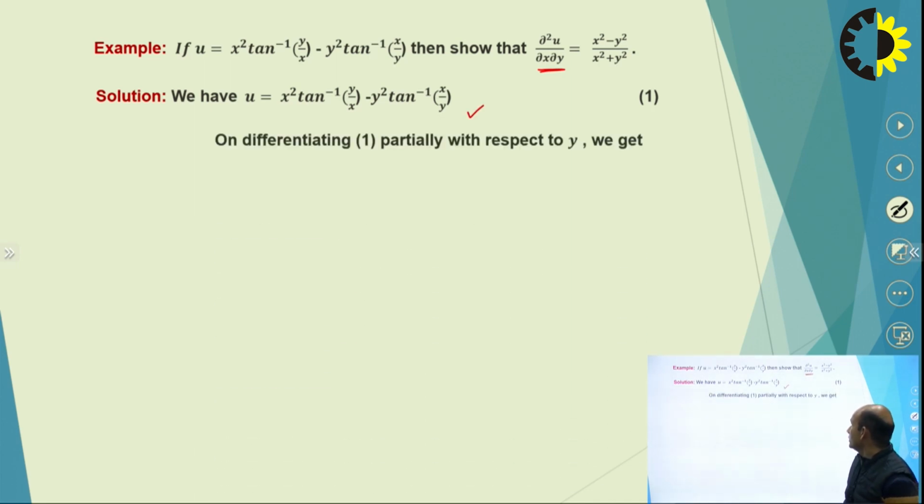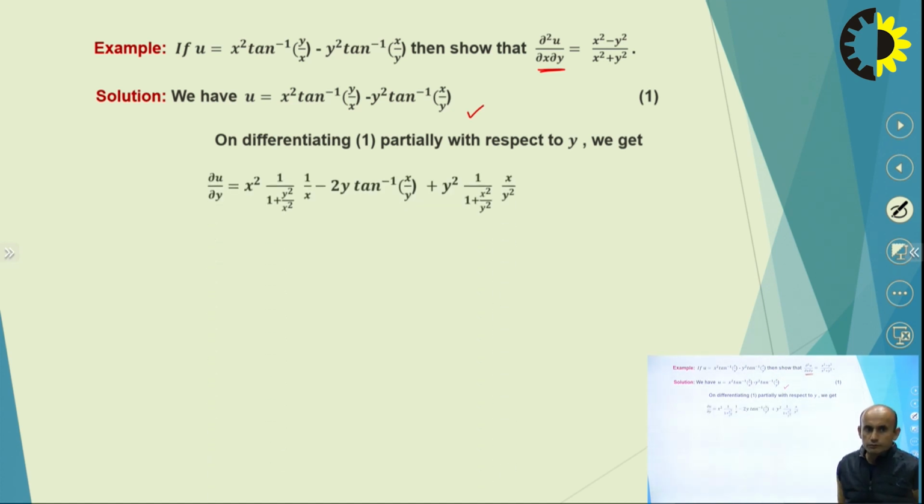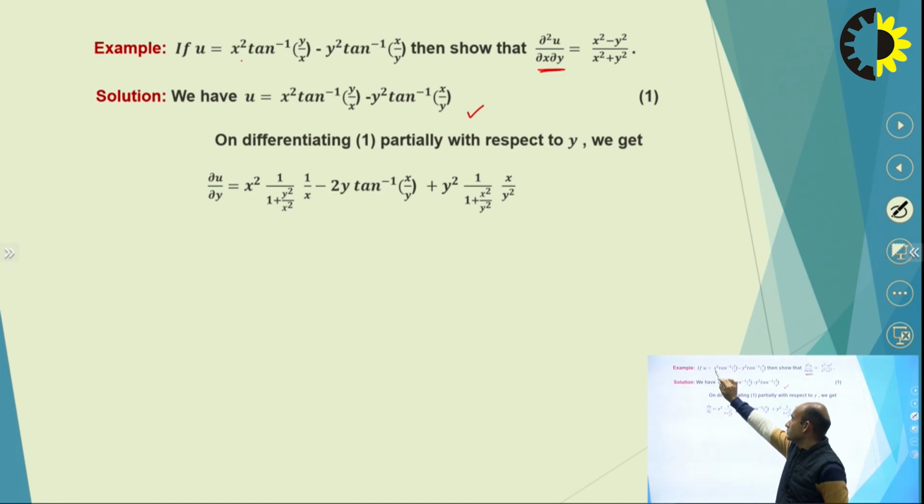Then ∂u/∂y will be the partial differentiation of u with respect to y. So first we have to differentiate u with respect to y. It means x will be constant here. So first we have to treat x as constant. We get the differentiation of this one. So if x square is constant, then differentiation of tan inverse is this one.